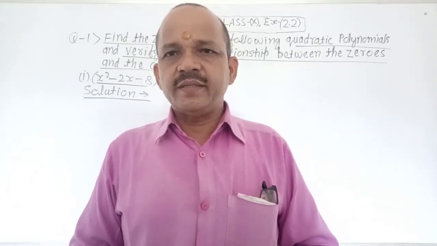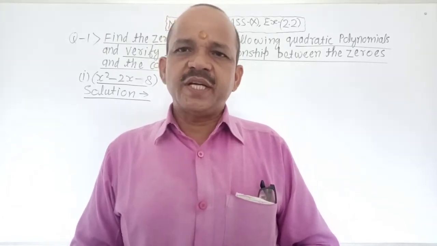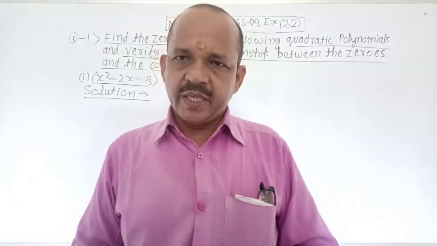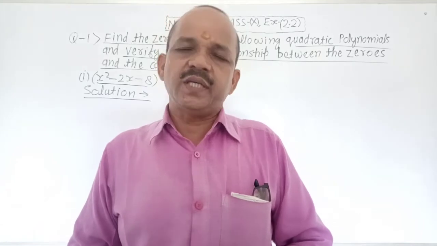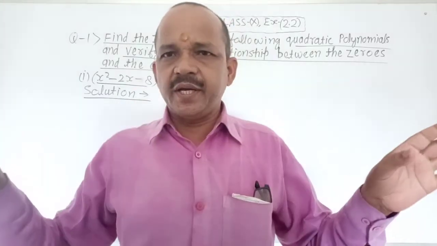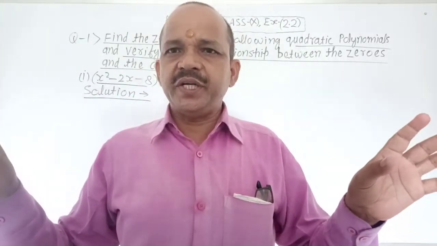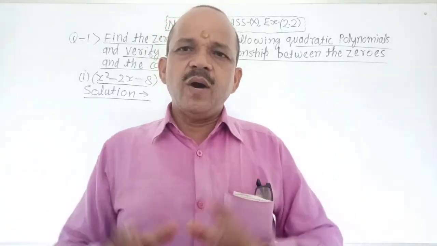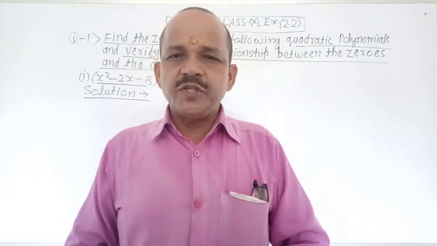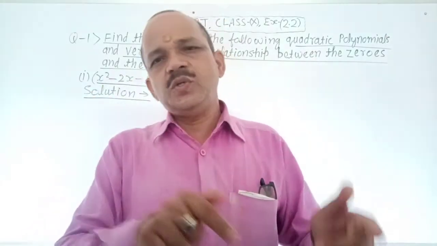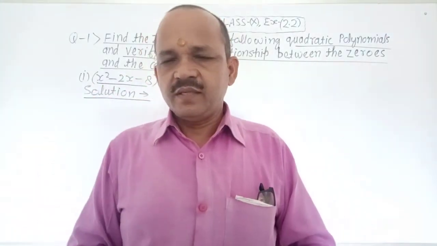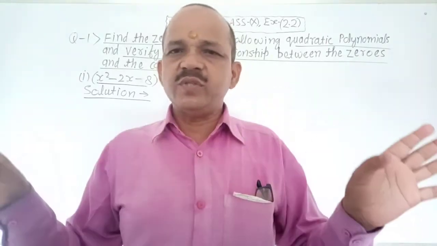Exercise 2.2, question number 1, part first. Concentrate your mind and listen to my words with full concentration. My words are clear, no confusion about it. Very good. Today I want to describe zeros and coefficients, the relationship between zeros and coefficients. It is clear, no confusion about it.